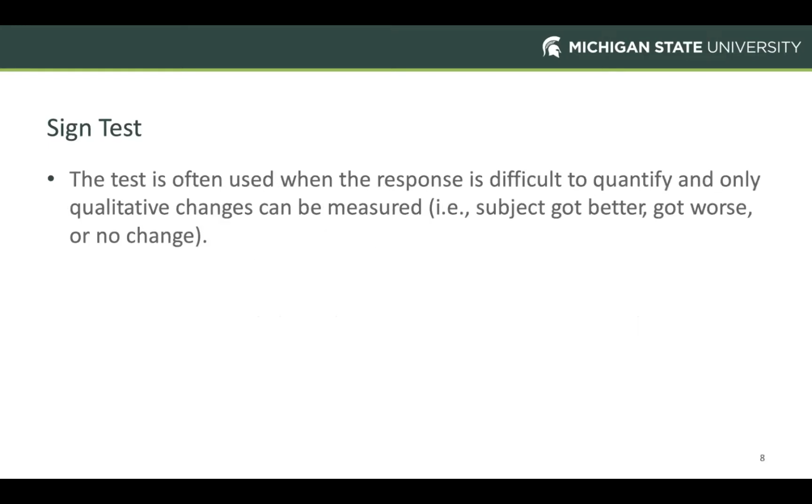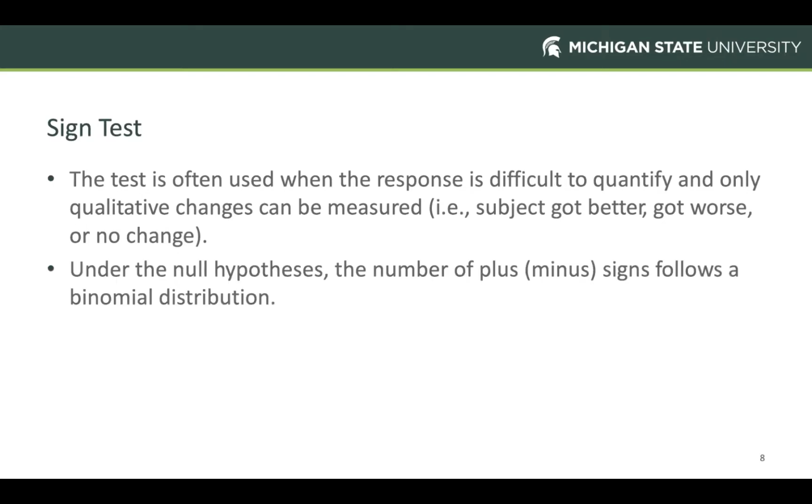Okay. And so as I had alluded to previously, this test is often used when our response is either difficult to quantify or can only be measured qualitatively. So things got better or worse, or there was no change, but we can't quantify the magnitude of those differences. We just know that things got better or worse, but we can't ascribe a specific value to that, for example, like when we think about the survey data example.